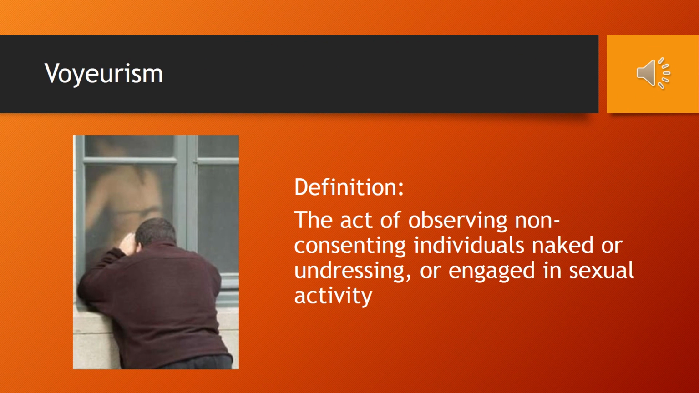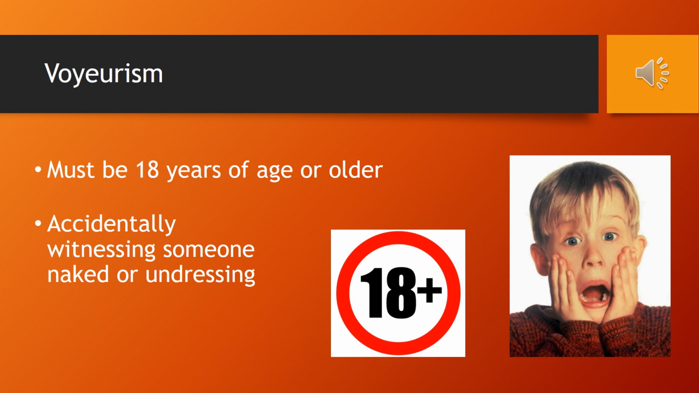The first type of paraphilia is voyeurism, which involves the act of observing non-consenting individuals naked or undressing or engaged in sexual activity. Masturbation can occur during the act of watching or can be accomplished later. According to the DSM, a person with voyeuristic disorder must be at least 18 years of age, as there is difficulty in differentiating it from age-appropriate, puberty-related sexual curiosity and activity. Many times this behavior stems from accidentally witnessing someone naked or undressing, in which a desire to watch for sexual pleasure grows from this experience.